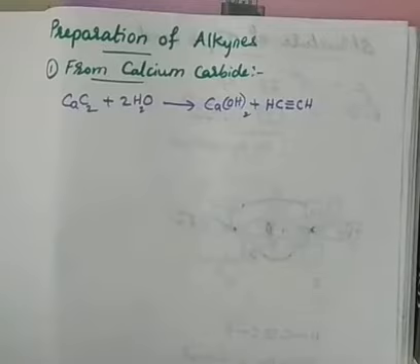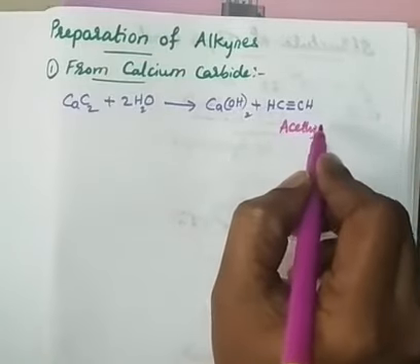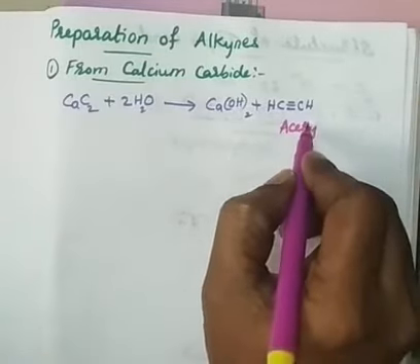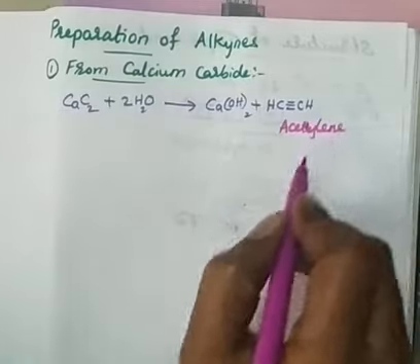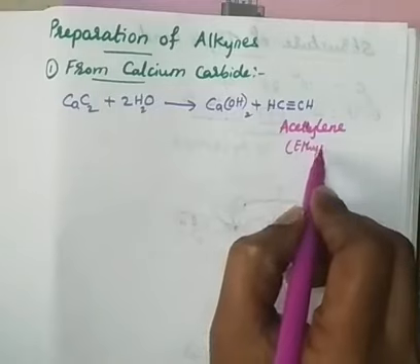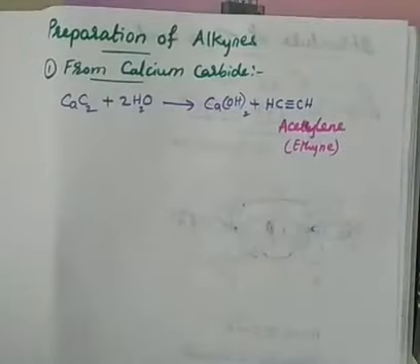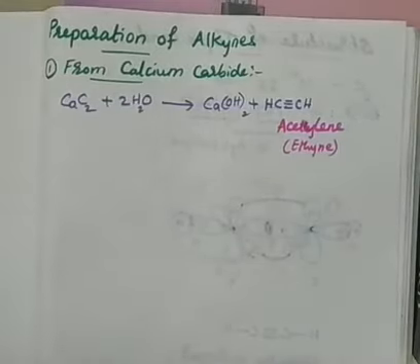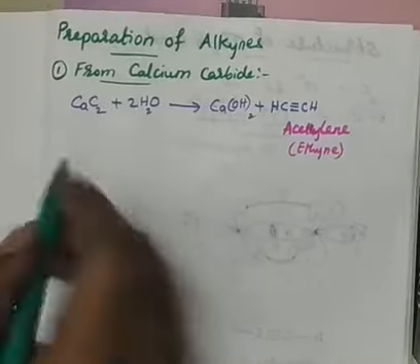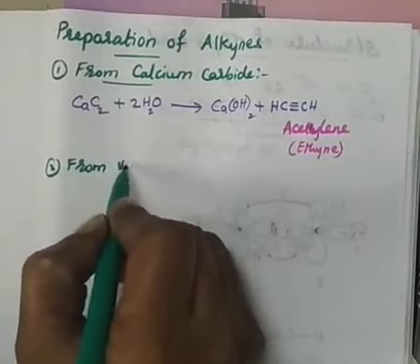Acetylene is very popularly known, or it is also called ethyne. You need to know even common names. Ethyne is the IUPAC name. Acetylene is your common name. Ethylene for ethene. Okay. Then the second method of preparation is from vicinal dihalides.